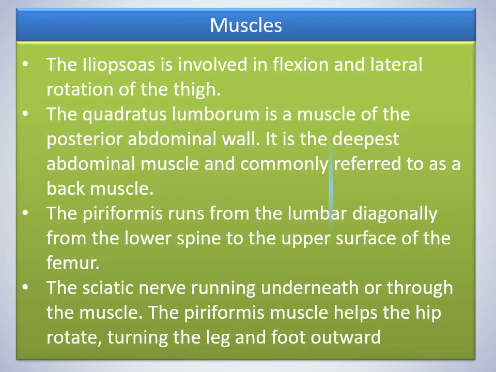So the iliopsoas is involved with the flexion and lateral rotation of the thigh or the leg. The quadratus lumborum is a muscle on the side which elevates your hip or takes your spine to a lateral flexion. The piriformis, as I described, runs from the lumbar region diagonally to the lower spine to the upper surface of the femur, and then the sciatic nerves run underneath of that muscle.